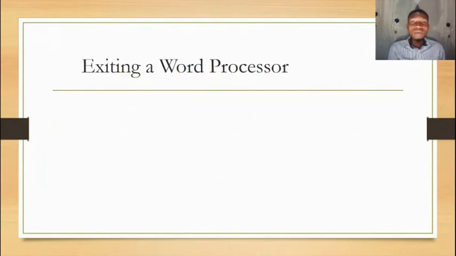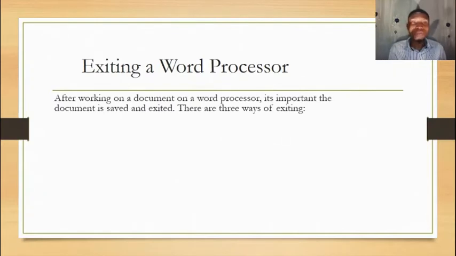So how to exit a word processor? Now you've opened the program, assuming you've finished doing what you need to do. After working on a document on the word processor, it's important the document is saved and exited. There are three ways of exiting the word processor. The first is that you click on the file menu.